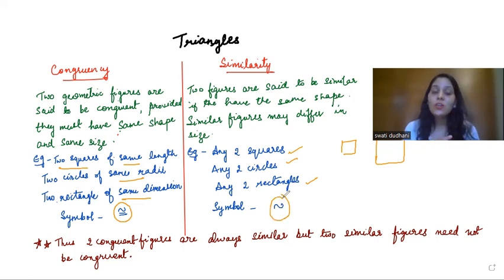Now, the major important point here is the two congruent figures are always similar, because the congruency has more conditions. It should satisfy the shape and the size. But two similar figures need not be congruent. This is because the similarity condition is minimal. Only the shapes should be same. The sizes do not matter. So that is why the similar figures might not be congruent, but the congruent figures are always similar.